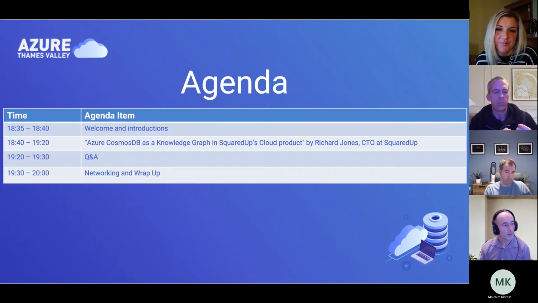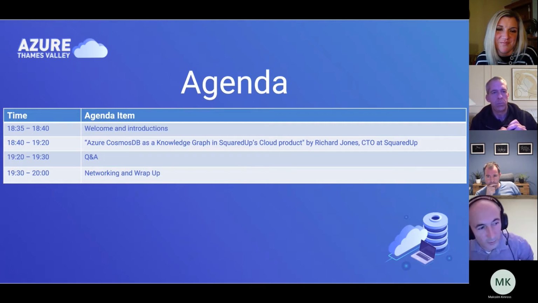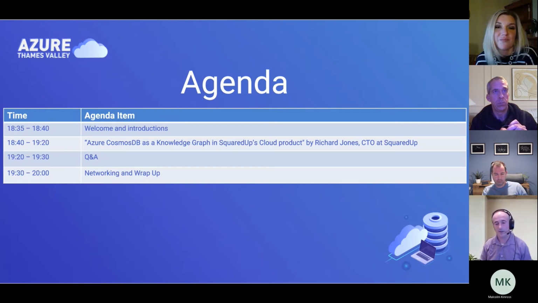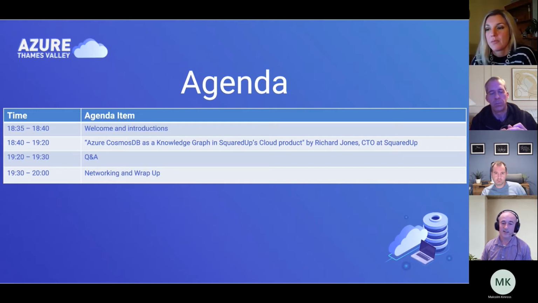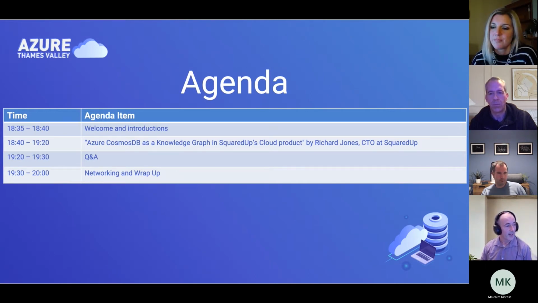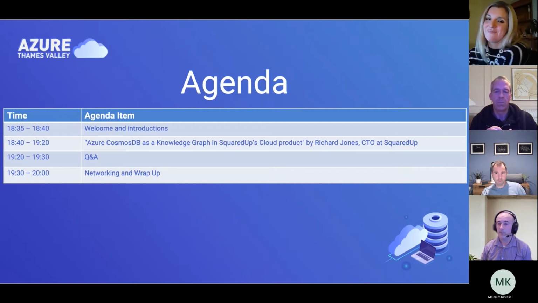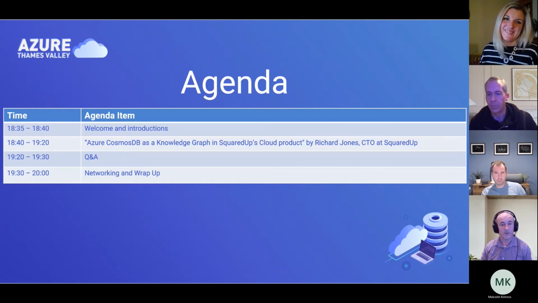Tonight's presentation is Azure CosmosDB as a knowledge graph in the SquaredUp cloud product. That presentation is going to be delivered by Richard Jones, our very own CTO, Chief Technology Officer at SquaredUp. Richard has a wealth of experience in industry, starting from Symantec, Veritas, and Zonar, and he's the mastermind behind our cloud product's knowledge graph database. Once the presentation is over, we'll have questions and answers. If you have any questions regarding the knowledge graph or Cosmos DB or the SquaredUp product, Richard and myself will be very happy to answer those. And finally, the last half hour is reserved for networking and wrap up.